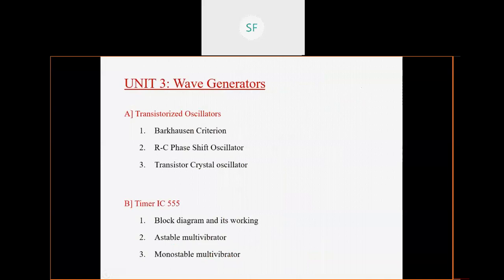So we have started unit number 3 discussion from the last couple of lectures, and we have also covered Barkhausen criteria. And in the last session, we have seen the RC phase shift oscillator. So in this particular session, we will discuss the transistor crystal oscillator, or generally it is also called only crystal oscillator.